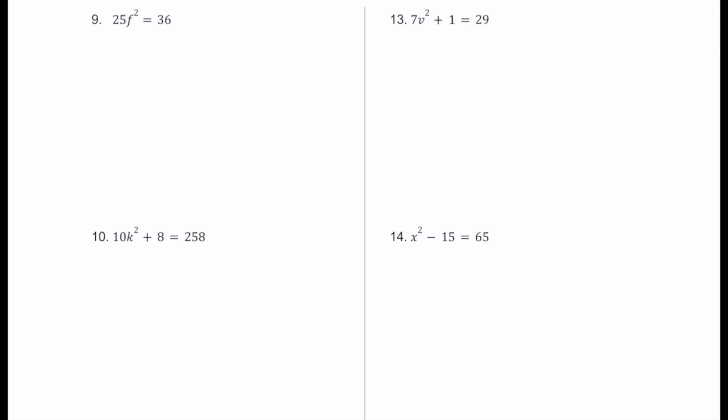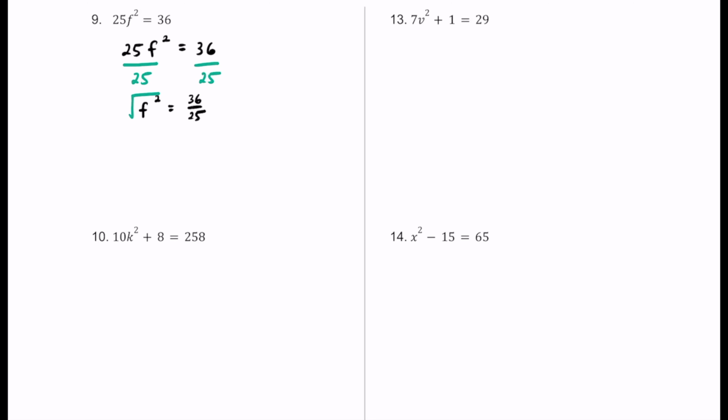For number 9, we have 25f squared is equal to 36. So let's see what's going to happen with this one. I think it looks kind of similar to the last example. Okay, so to get f squared alone, we will go ahead and divide the left side by 25 and divide the right side by 25 to get 1f squared, or just f squared. So f squared is equal to 36 over 25. Again, it doesn't go in evenly, so let's just keep it as an improper fraction.